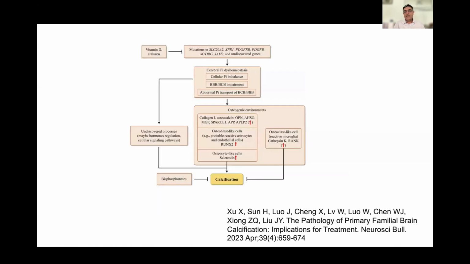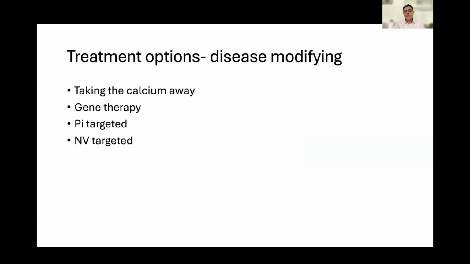So what people have suggested, and this is a review from a couple of years ago now, 2023, is that if you have any of these mutations, somehow they link to the bone-like formation in the brain, which is mediated by phosphate and impaired vascular flow. So in terms of the treatment options, coming back to the main topic, the idea would be to take the calcium away, which is a very logical, straightforward idea.